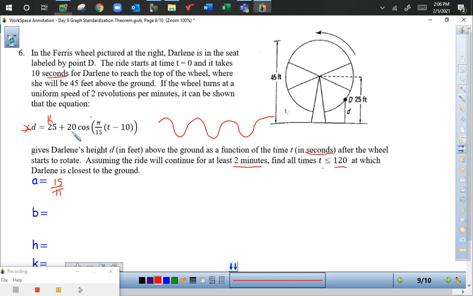Okay, the B value then has to be in front of cosine, the 20. H they already factored out for us, so that's nice. We're going to use a positive 10. And the K value we already talked about was 25.